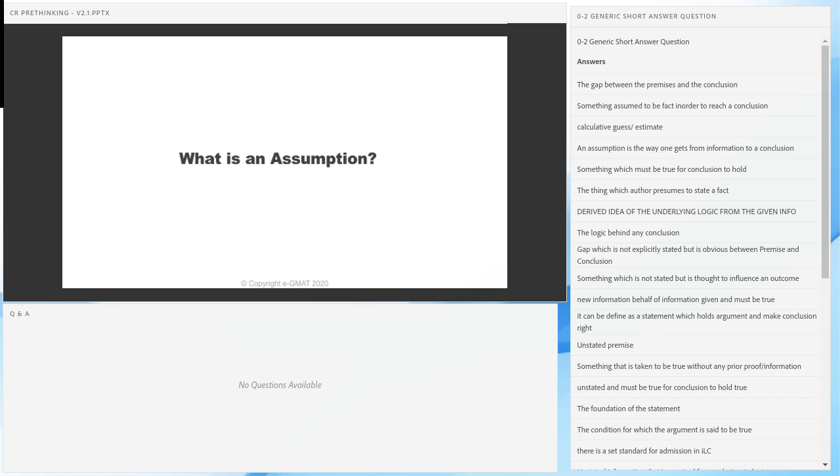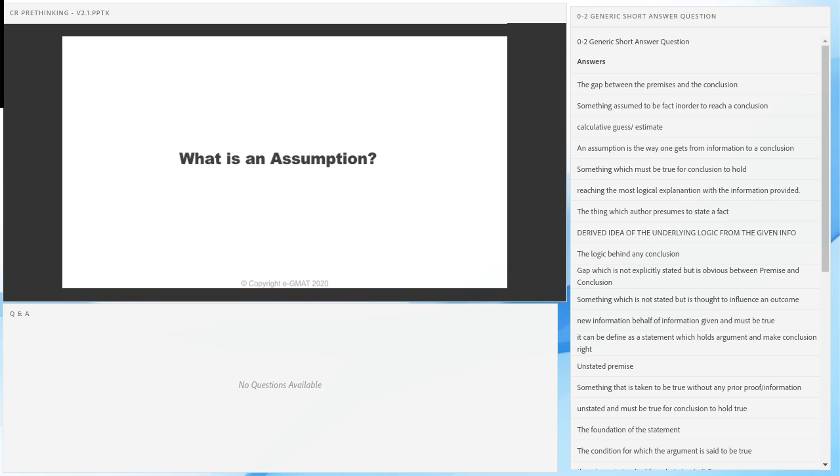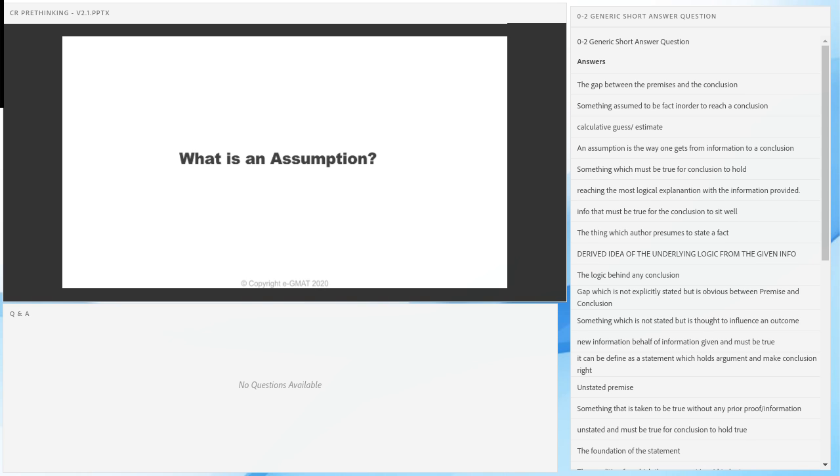So a lot of people use the word obvious, and let me just be very clear. An assumption is not something that's obvious all the time. For simple arguments, it may be, yes. A required link between the premise and the conclusion.